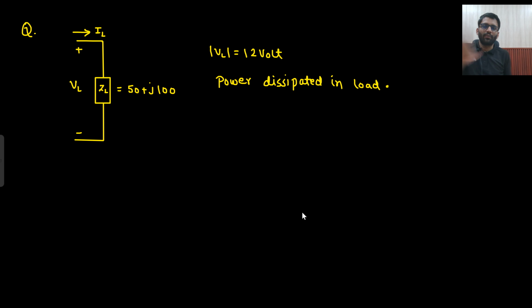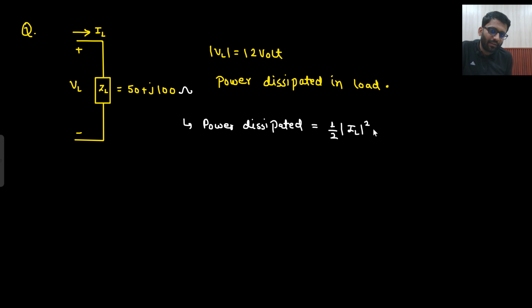So let's solve a problem. This is what is given: a ZL impedance of 50 plus j100 ohm. Mod of VL is given as 12 volt. You need to find the power dissipated in the load. So what formula am I going to apply? I have told you one simple thing: if I need to find the power dissipated, then I will always apply this formula. I will always solve with respect to the current into the real part of ZL, which is RL, plus jXL. So here RL is 50, but I need to find mod of IL.